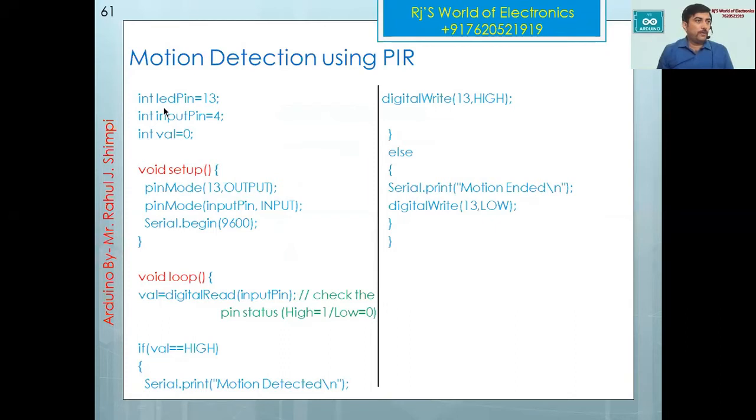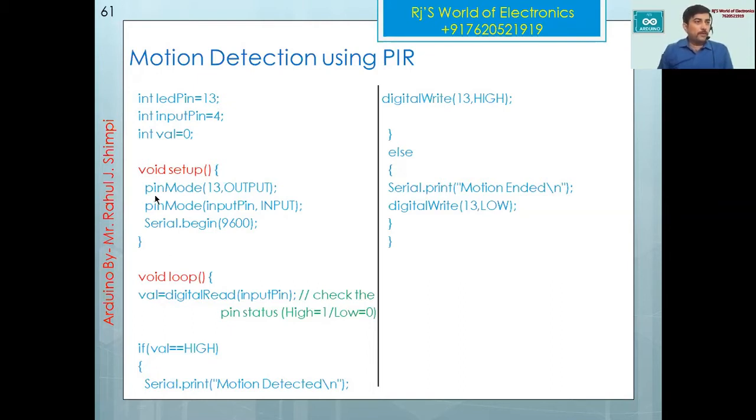First, I have defined the integer LED pin is equal to 13. Next line is integer input pin is equal to 4, as the output of the PIR sensor is connected to the pin number 4 of the Arduino board. So here this pin will act as an input for the Arduino board. Next, I have defined the integer val is equal to 0.